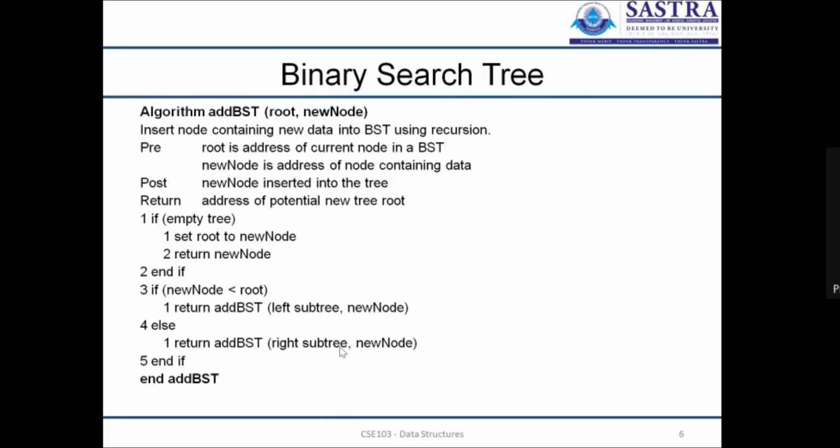Now the algorithm. Whenever we find a leaf or empty place, in that empty place we need to assign the new node. So this is the add operation. In the add operation, we are getting the root node and also the new node. If the pointer where we are looking is empty, in that place we assign the new node and return the address of the new node.